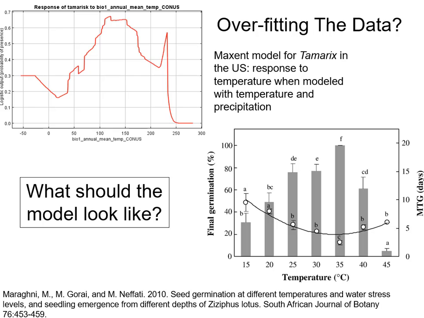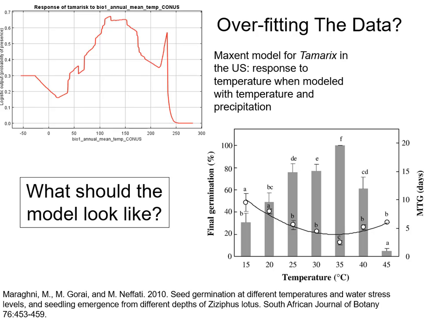One of the things I'll talk about, especially with Maxent, is overfitting the data. The graph in the upper left is one for tamarisk in the US in response to temperature, and that is its logistic output of its probability of presence. So chance that you would find it in an area that has that temperature. Now take a look at that graph and put on your natural resource hat and say, what physiological basis would you find inside of a plant that would explain a graph that is that complicated?